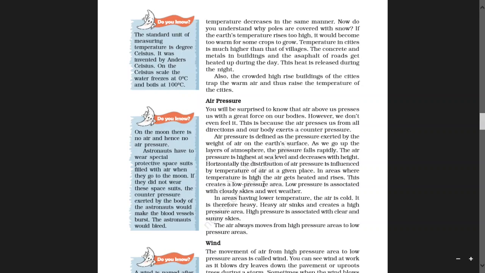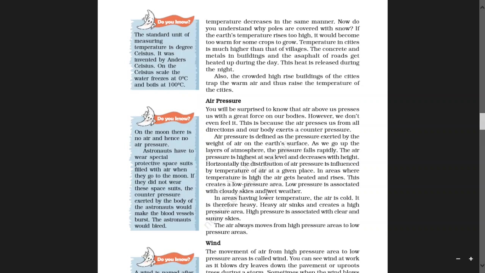In areas where temperature is high, the air gets heated and rises. This creates a low pressure area. Low pressure is associated with cloudy skies and wet weather.